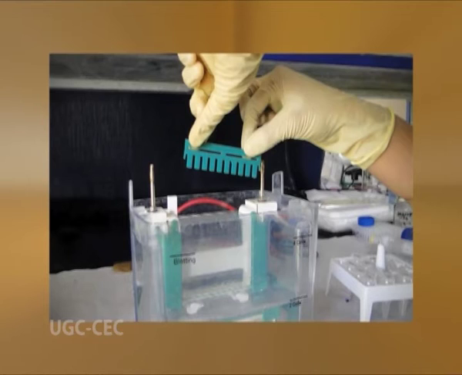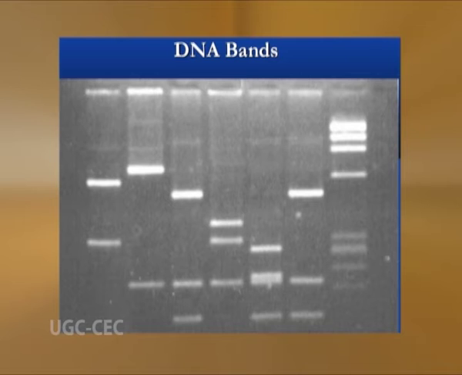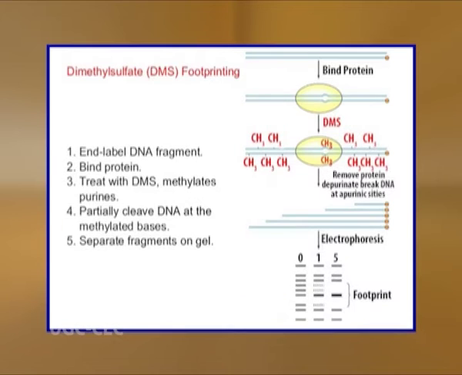Two samples are resolved on a polyacrylamide gel side by side. The differences in the resulting ladders of DNA bands are visualized via the incorporated label. Gaps in the band ladder of the sample in which protein had been present indicate binding sites. Comparison of the patterns with sequencing reactions allows the identification of protected sequences with single nucleotide resolution.